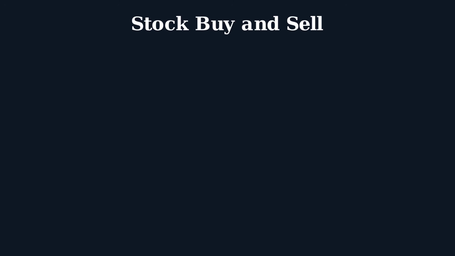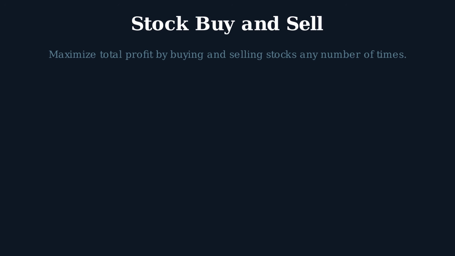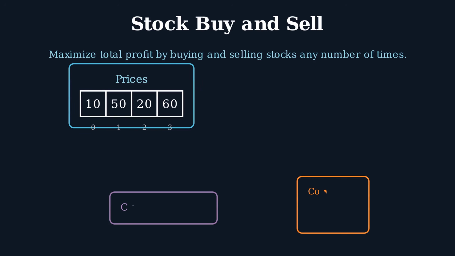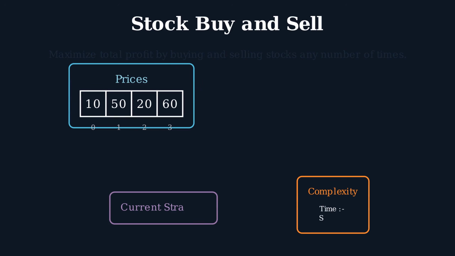The stock buy and sell problem asks us to find the maximum possible profit we can earn by buying and selling a stock multiple times over consecutive days. While we can make as many transactions as we like, there is a catch: we must sell our current stock before we are allowed to buy it again. Let's visualize this using a historical price array of 10, 50, 20, and 60.